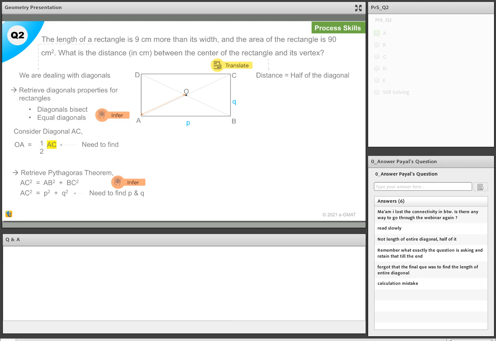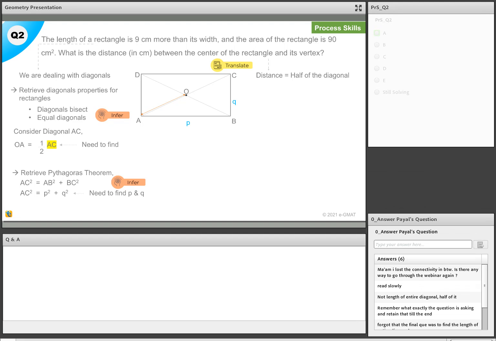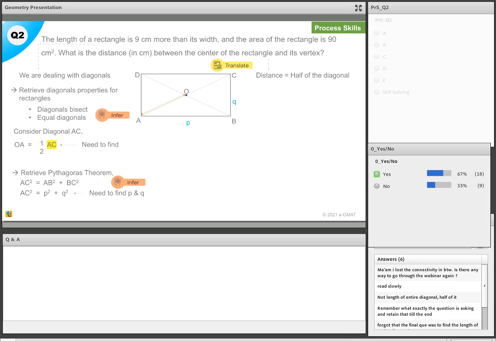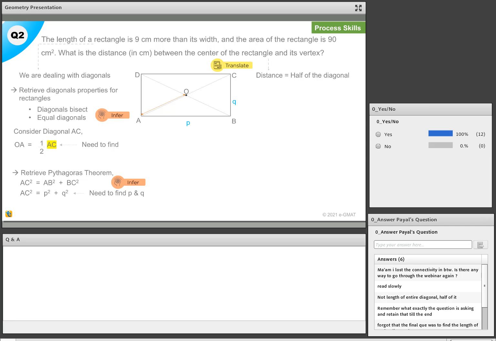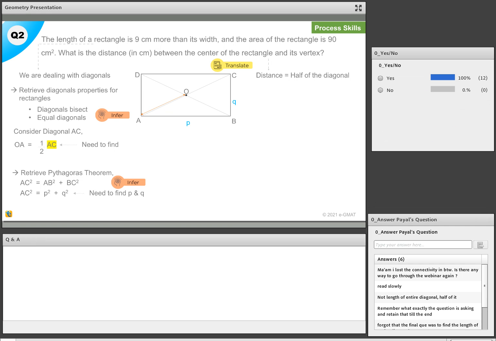How many of you drew the rectangle in your scratch pad? Yes, no. How many of you drew the rectangle? Good. Anybody who did not draw the rectangle, click on no. Because if you did not draw the rectangle, and thank you for being honest here, then the Pythagoras theorem would not jump out at you. That is going to happen.